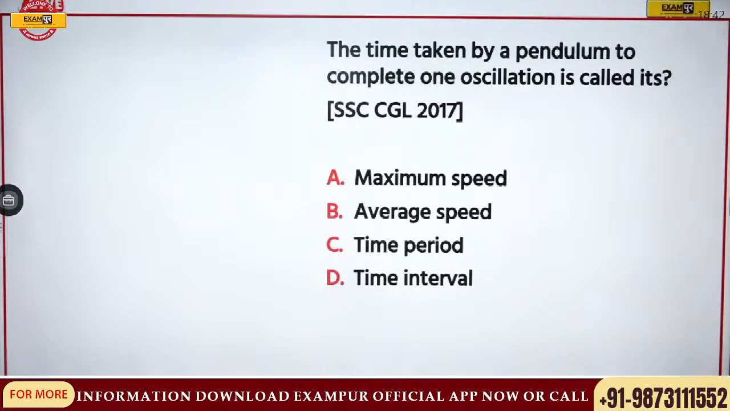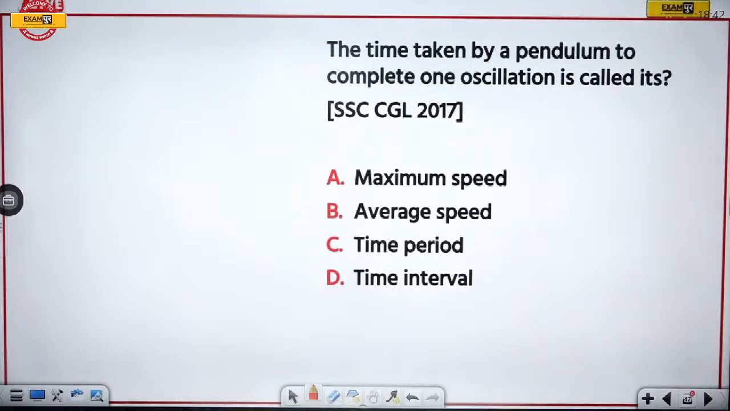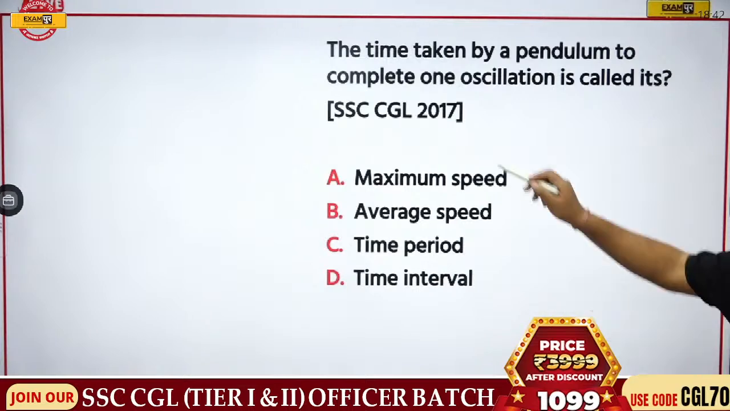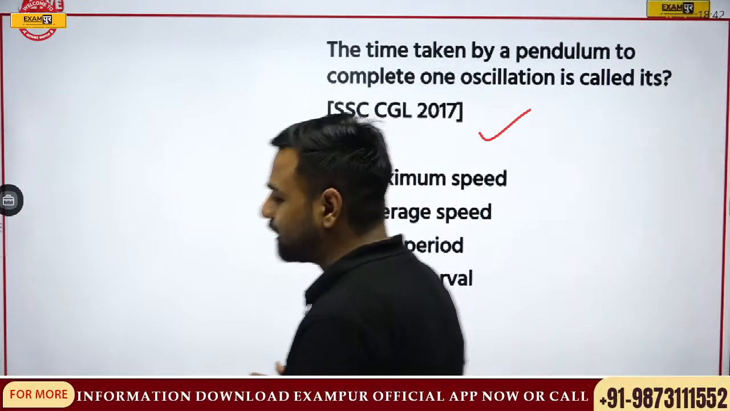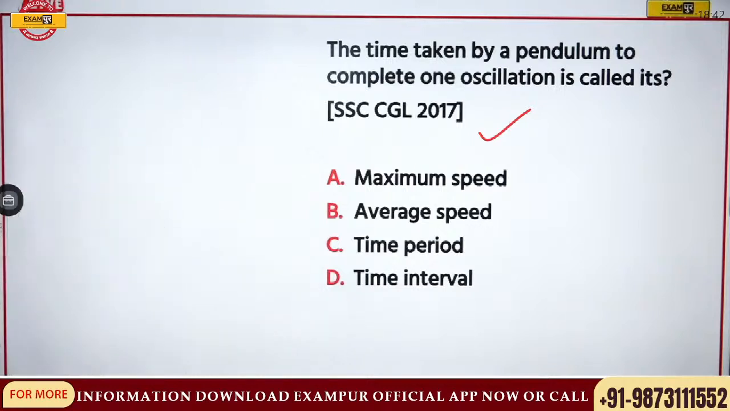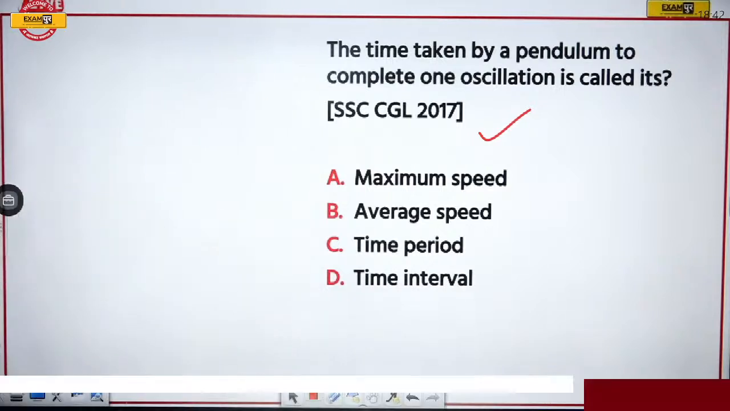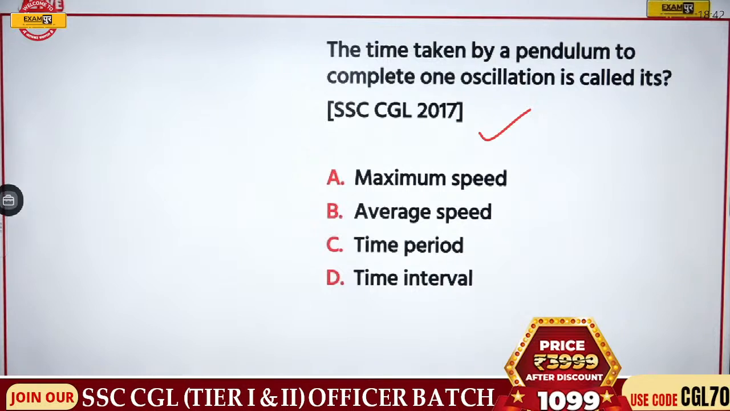Next, the time taken by a pendulum to complete one oscillation is called what? Now this is from CGL 2017. Maximum speed, average speed, time period or time interval. What is the correct answer here? And everyone who is there in the session, I want the answer please. Answer please, everyone.